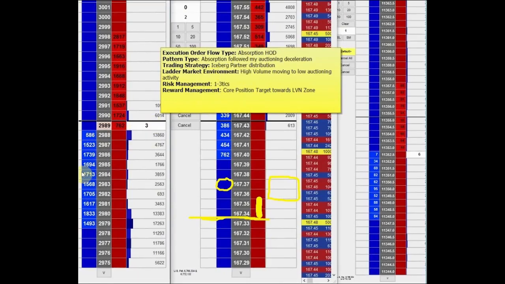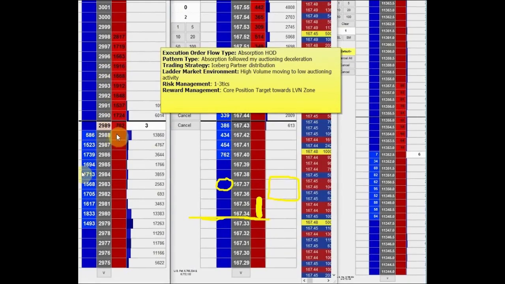So what we're looking for here again is an iceberg partner distribution. The market environment is high volume, moving to low auctioning activity. So what I mean by that is, firstly, there's a lot of intense volume that's going through. At that stage, you might actually wait because the VPOC has shifted, with VPOC meaning the volume point of control, where the most area of volume has been traded. So if the most area of volume been traded has moved towards the upside, and as it's moved towards the upside, if the volume velocity on the orders being traded continues in an aggressive manner, the iceberg might start giving up his position and the market could continue towards the upside.